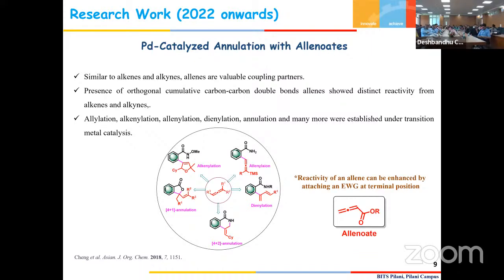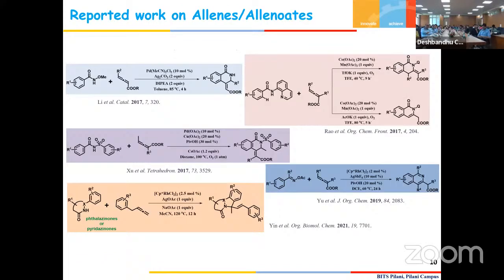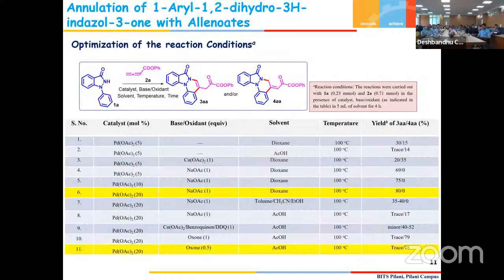However, if we further attach an electron withdrawing group like an ester, the reactivity of an allene further increases. This particular allenoate is capable of reacting in different formats depending upon the synthon it generates. So taking advantage of the reactivity patterns, we searched some literature and we found that there were a few publications by others where allenoates have been used in coupling with different heteroaromatic systems to obtain the corresponding fused compounds under different metal catalyzed conditions. Taking leads from these compounds, we started our work on coupling allenoates with indazolones.